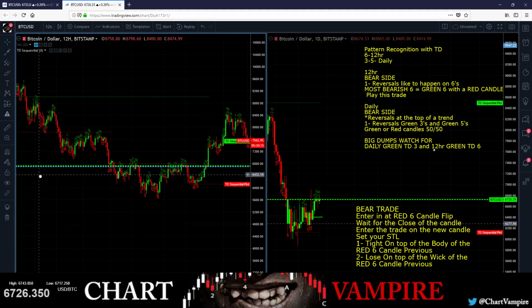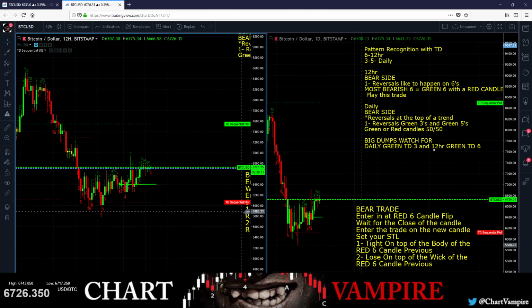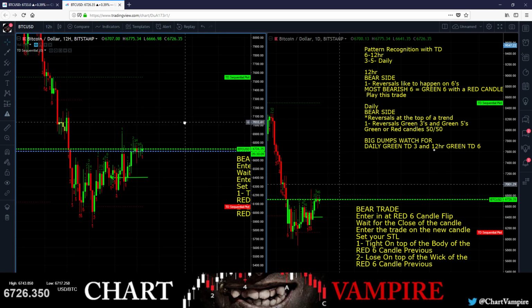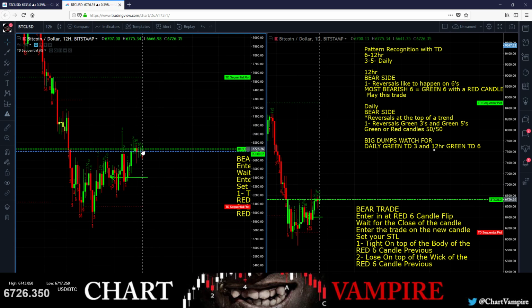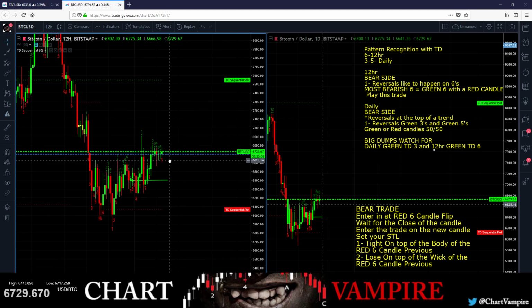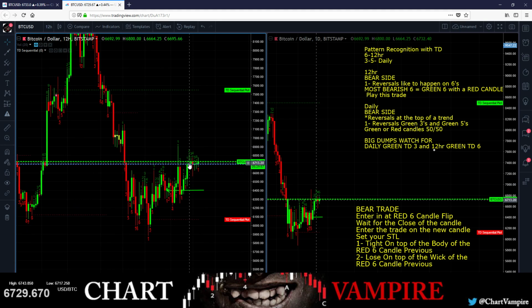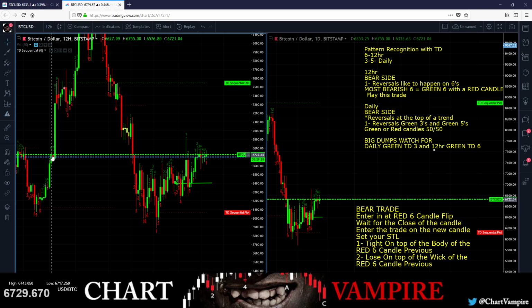All right, so let's take a look and see where we're at right now. See what we can figure out with this pattern here. So we are now on a green 6. Okay, so we had the green 6. This green 6 didn't help us, right? Because this green 6 often can be seen as a continuation pattern. So we have a green 6 with a green candle.